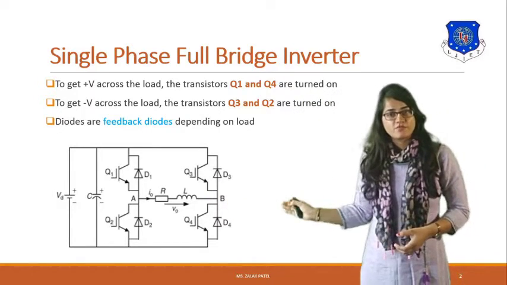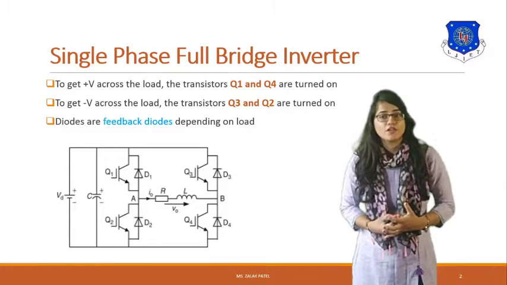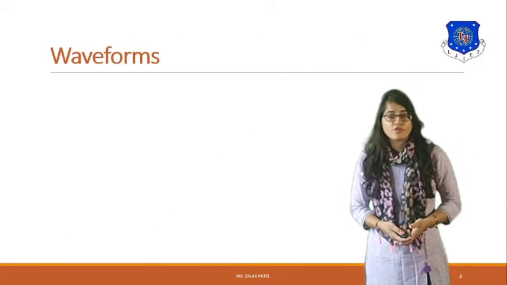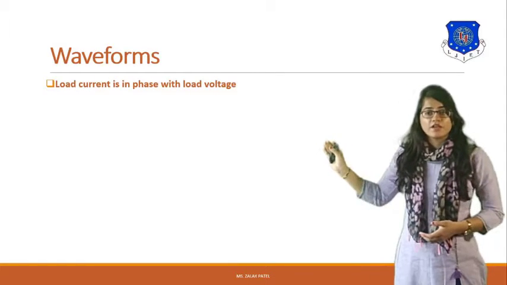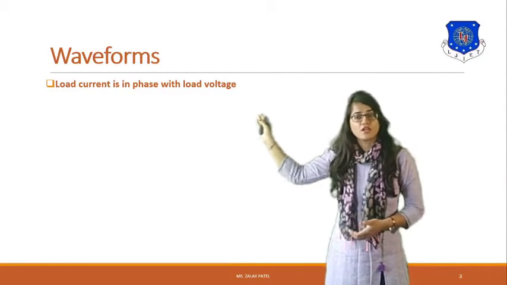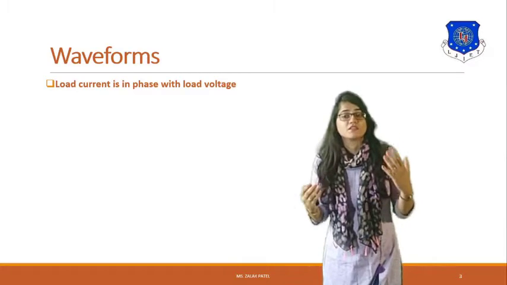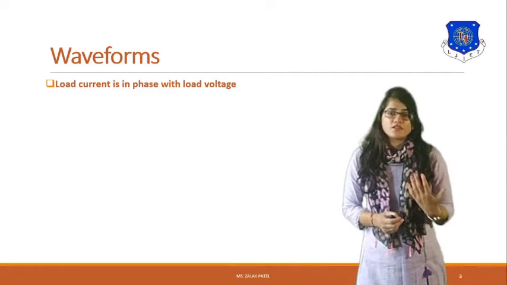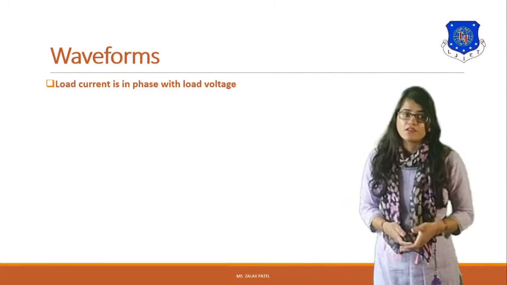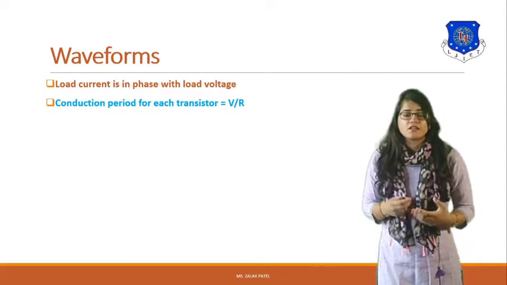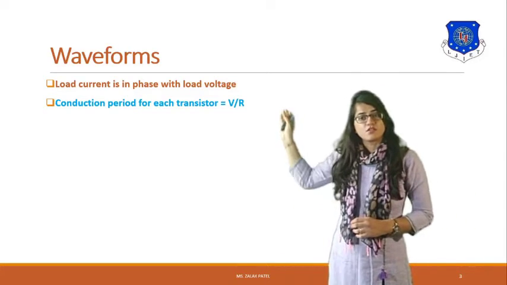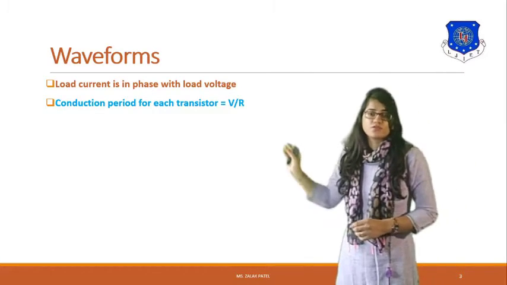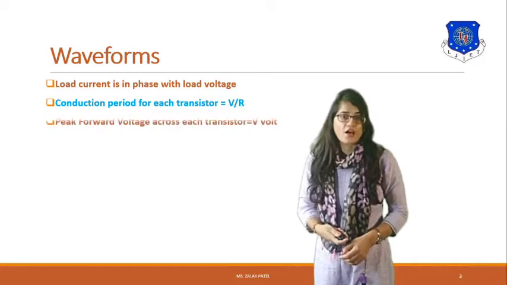So for the single phase full bridge inverter, let's see how it can be operated and the waveforms for it. For the waveforms of the single phase inverter, here we consider that the load current is in phase with the load voltage. Means we talk about only the resistive type of load. When the resistive type of load is there, there will be no phase difference between them. And the current flowing through each transistor can be given by the equation V by R.